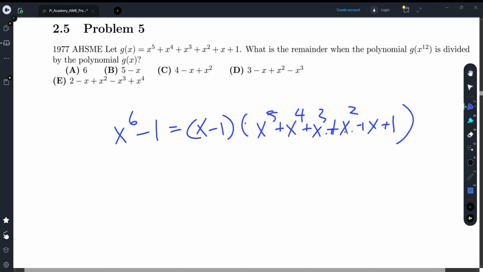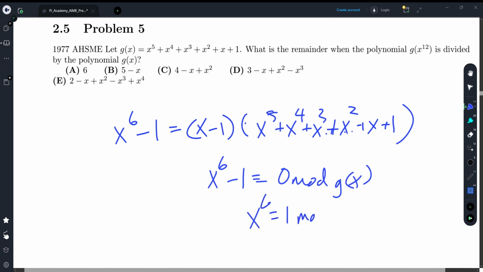So we know that x to the 6th minus 1 is equal to 0 mod g of x. So x to the 6 is equal to 1 mod g of x.